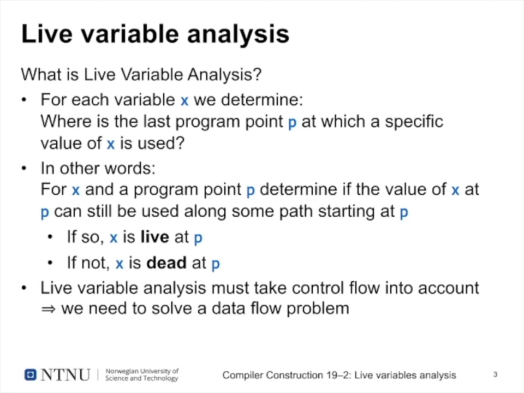So if we are at a program point p, we have a variable x, and this can be used after program point p, we say variable x is live at program point p, and if this is not the case, our variable x is dead at program point p. Obviously our programs are not simple linear executions of instructions, but we have branches and loops in our program, so live variable analysis must take control flow into account. So obviously we need to solve a data flow problem here.